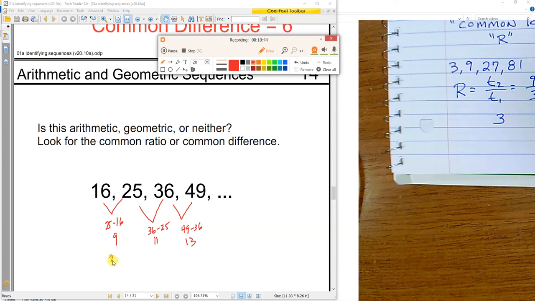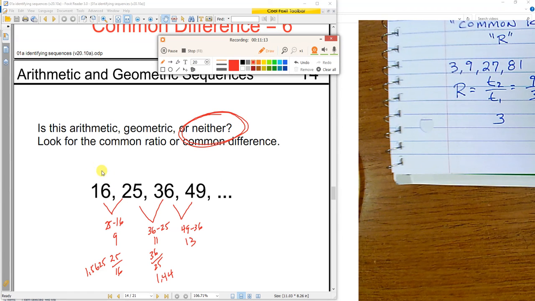Let's look at the common ratios. What's 25 over 16? 25 divided by 16 is 1.5625. Let's do 36 over 25. That's 1.44. So this one doesn't have a common difference or a common ratio, which means it is a neither.